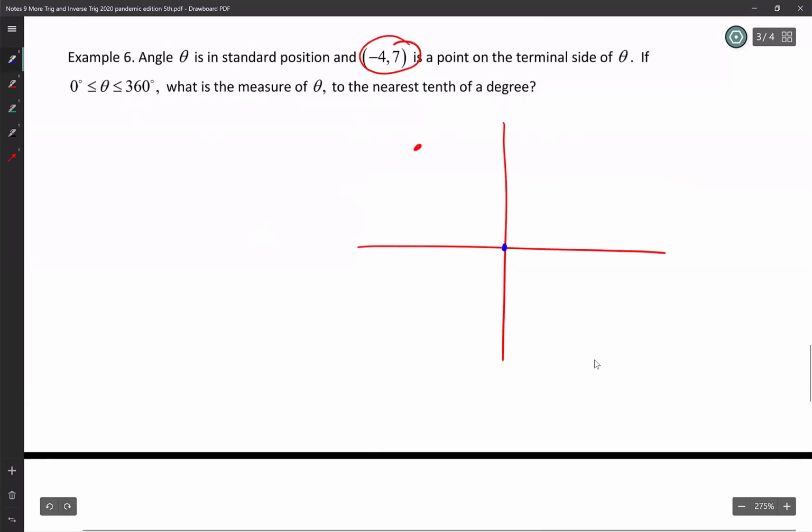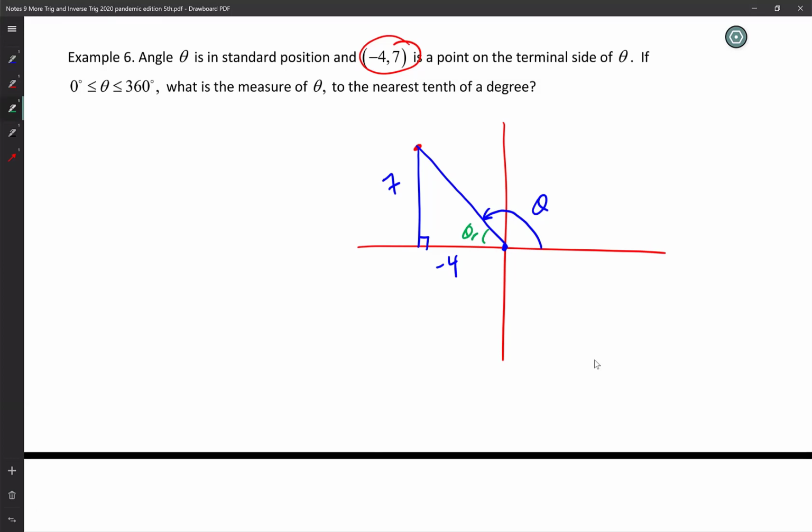So here's the origin. So let's see, this distance has to be negative 4. This distance has to be 7. The angle they want is actually this one. That's actually the angle they want. I'm going to do the reference angle. All this talk about reference angle that I've been saying, don't use it, don't use it. And here I am using it.